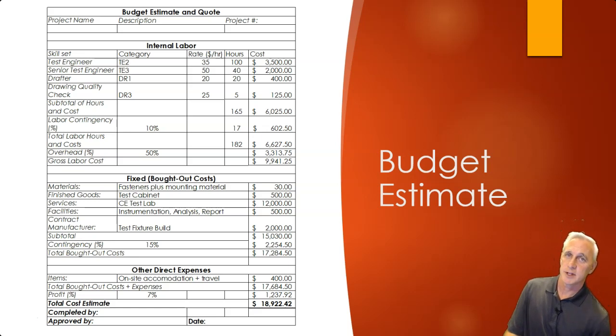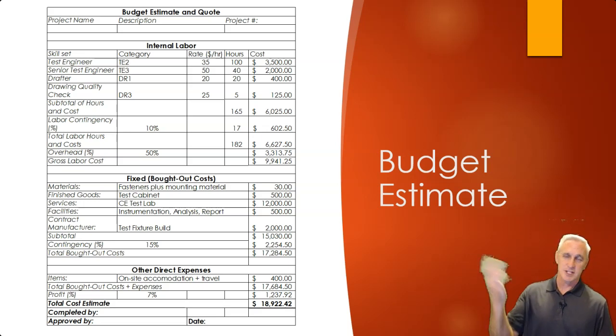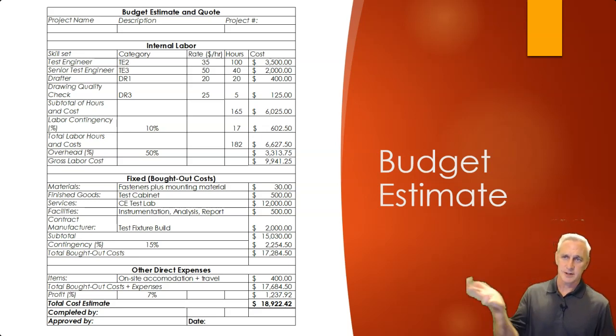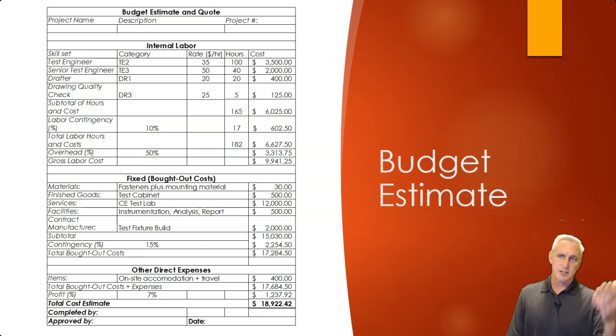Sometimes it's nice to put the skill set for what they're specifically doing because you may want to have different people doing different work. Category, this is just kind of an internal numbering system, not necessary. We have test engineer, senior test engineer, drafter, draft quality checker. Different amount of rates per hour, how many hours there are going to be on this particular deliverable activity or project, and those costs.